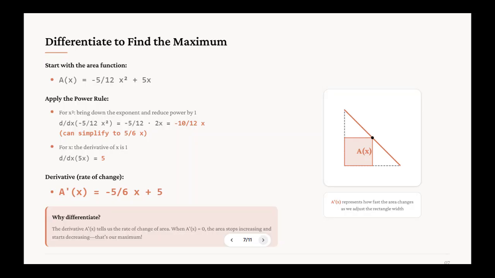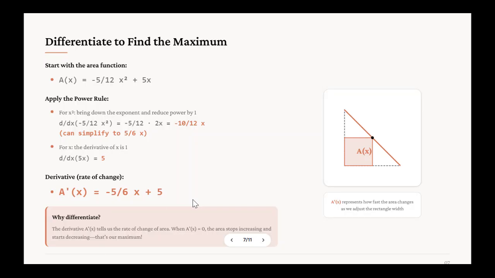If the derivative tells us the slope of the area function, what does it mean if our derivative is a positive number at a certain x value? It means the area is still growing. If the slope is positive, we haven't reached the peak yet. We only stop once that derivative hits exactly 0.